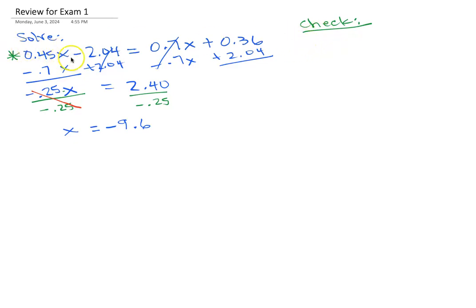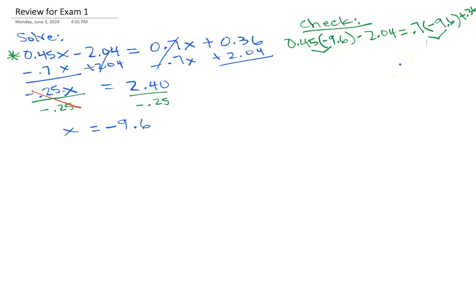So like you said, in place of x, I'm going to put my negative 9.6. So I'm going to have 0.45 times negative 9.6 minus 2.04 equals 0.7x, and the x is going to be replaced with negative 9.6, and then, oops, I'm running out of space here, plus 0.36. Okay. And so then I just need to do some multiplying here to get those together.